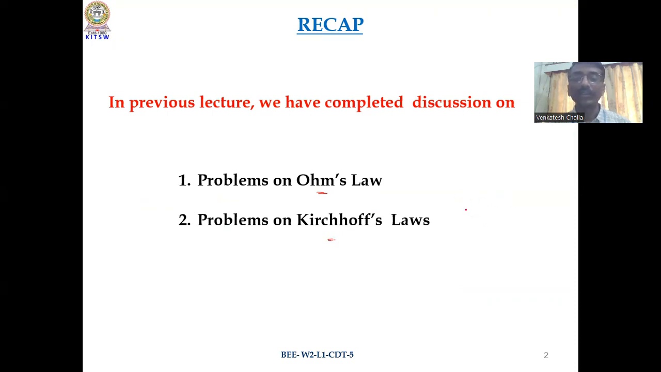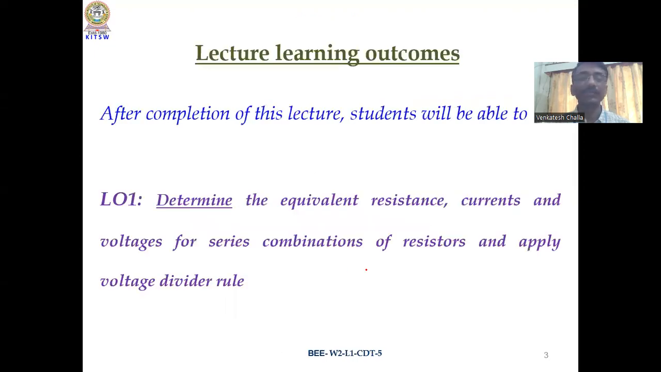If we are trying to solve the problem, we have to know how the current is distributed. So to solve such problems for Ohm's law and Kirchhoff's law, it is better to understand the distribution of current and voltage for series connection and parallel connection. Today, we'll be concentrating on series combination of resistors and voltage divider rule, so that by the end of the session, you will be able to solve numerical problems to determine the equivalent resistance of a series connected circuit. What are the currents in the resistors? What are the voltages across each resistor?